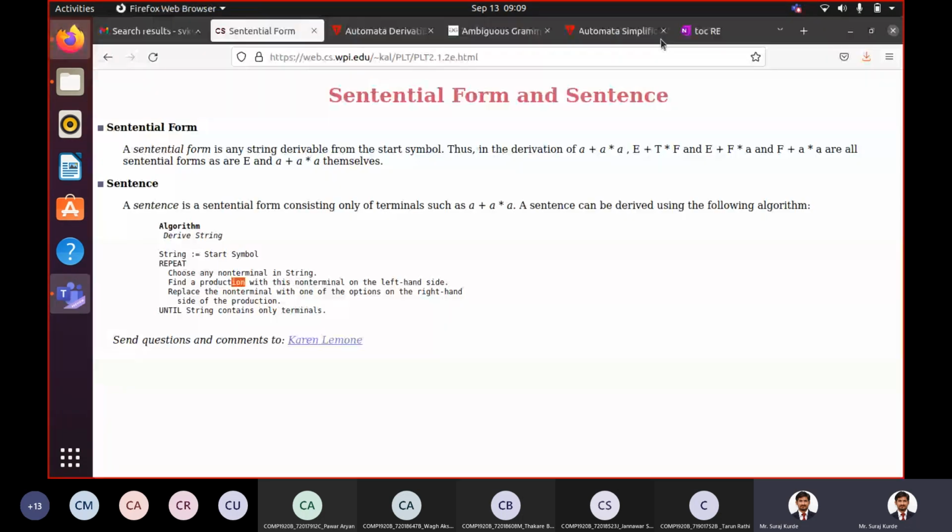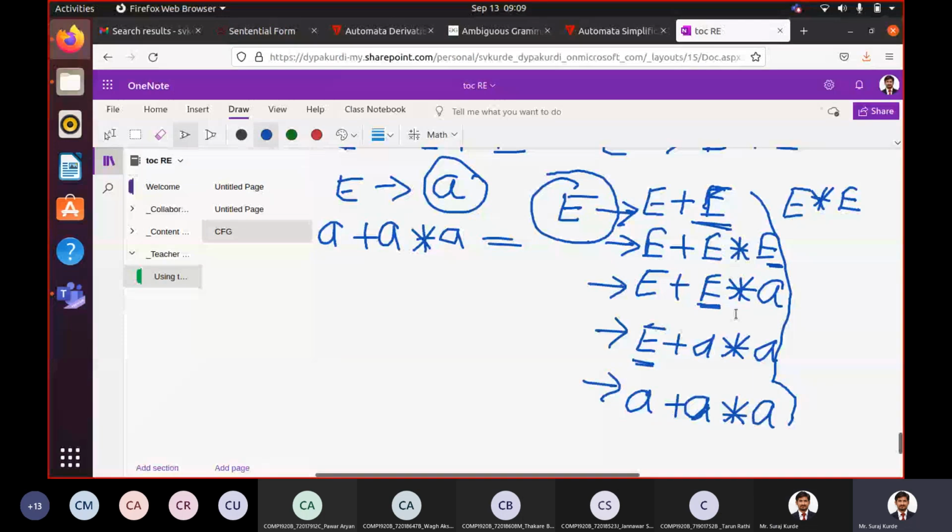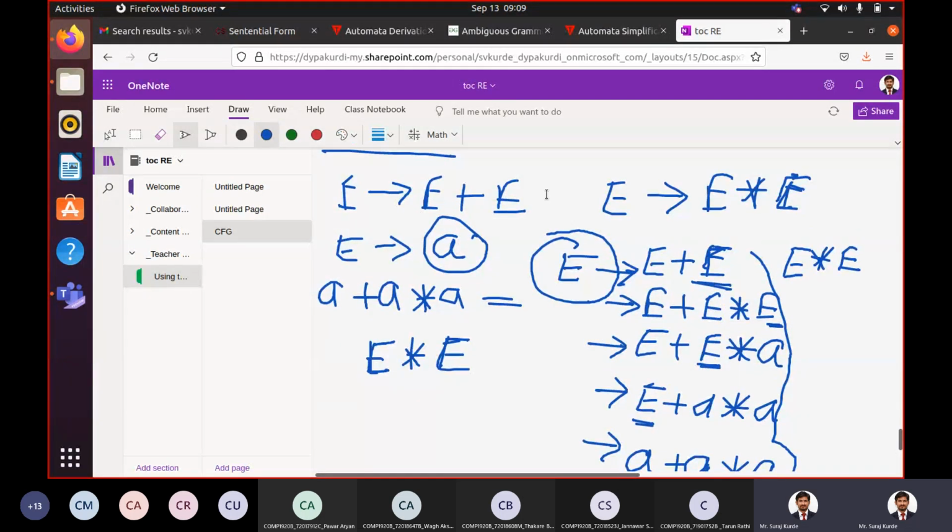This is the example of how to generate a sentential form. Now this grammar is ambiguous. Why ambiguous? A into E is another option which we have. From the E, we can have two productions. Two options are there, E plus E or E into E.